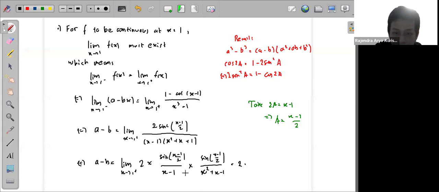And now the limit of this thing here, you remember that from the same logic, when you have sine of ax over b, this will equal a divided by b, right?